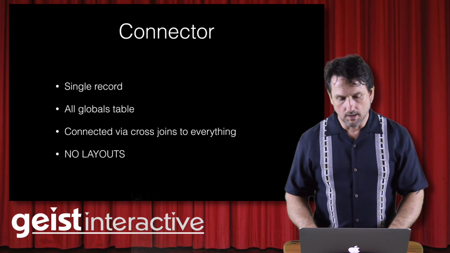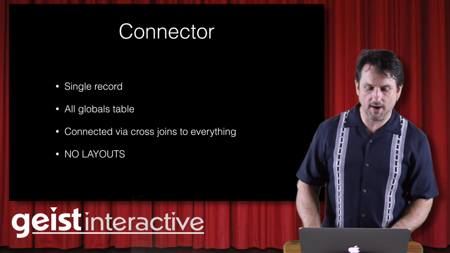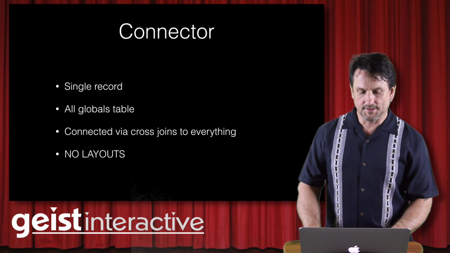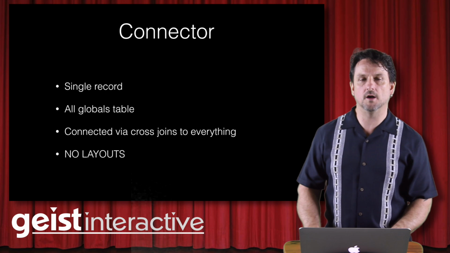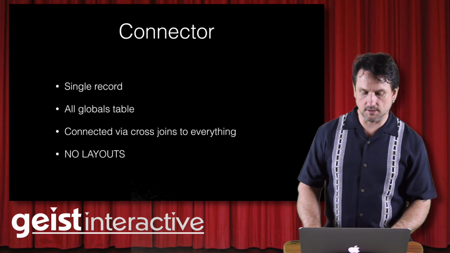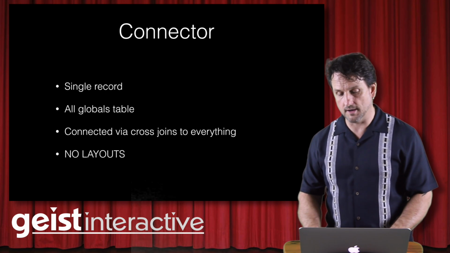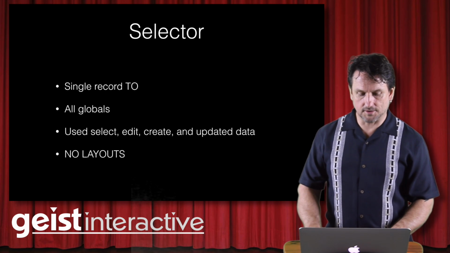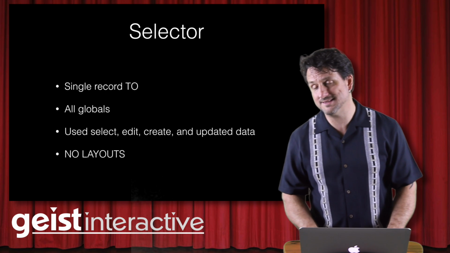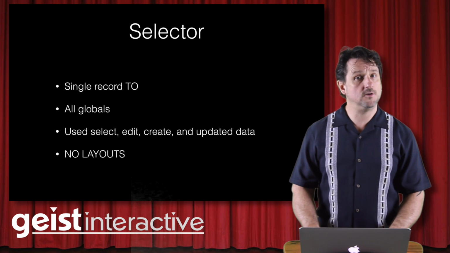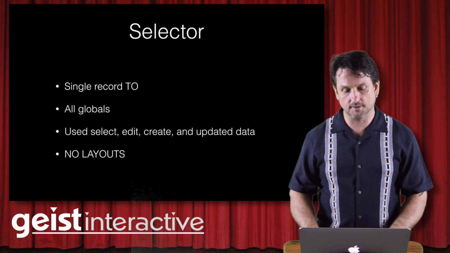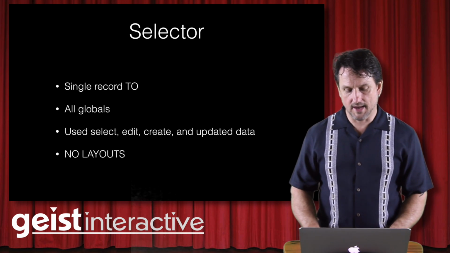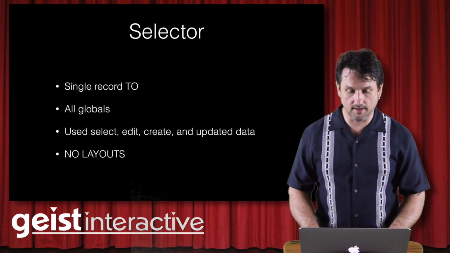So recapping, connector is a single record that has to be all global. So it's a single record, all globals in that table. It's connected via cross joins to all of the major pieces of your graph, and there are no layouts created on connector. That's really important. We don't want that. Selector is basically the same thing, but instead of connecting everything, it is used to select everything. So with the selector, you can select any record in any table that you want, and you can edit it, you can create new records, you can update the data, and you can even delete the data.